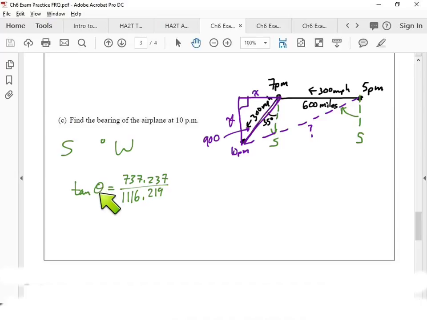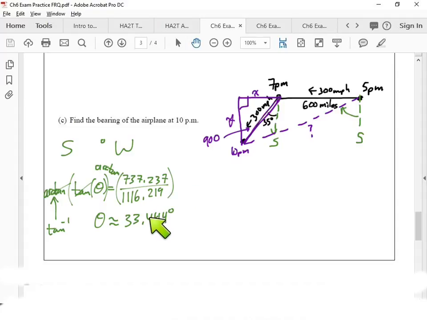If I want to get rid of tangent so I can get to theta, what would I have to do to this side to get rid of tangent? Arctangent. Now, I'm writing arctangent, but you can also write it as tangent to the -1. That's the same. So now these cancel each other out. I'm left with theta right here, but then I have to do this to the other side. Arctangent of this side. So you have to throw that into your calculator. What do we get? We get 33.444 degrees.